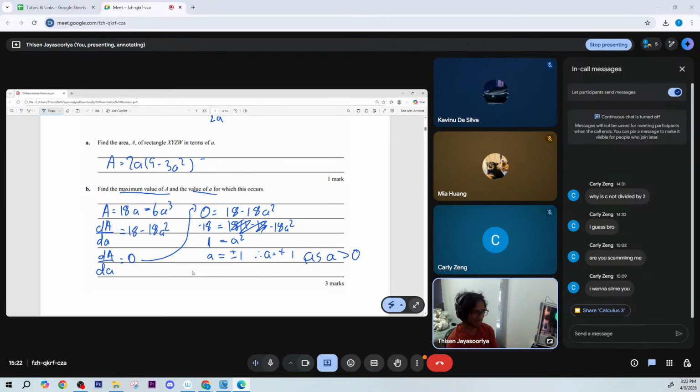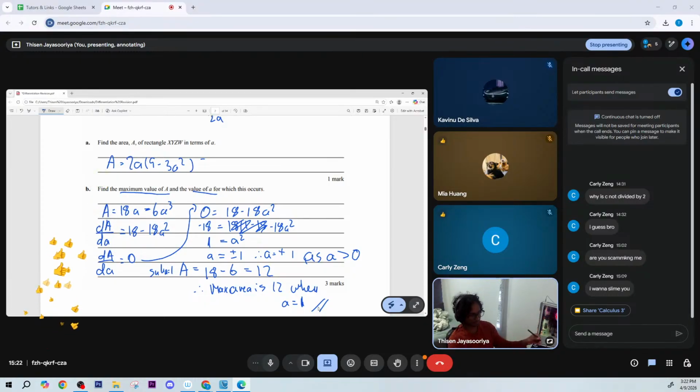So that means here, I can substitute in that value. So I can sub a equals 1 into here. And I get 18, take away 6. So I get 12 as my maximum. So hence, max area is 12 when a equals 1. Does that make sense for you guys?